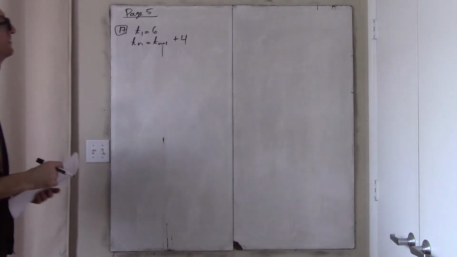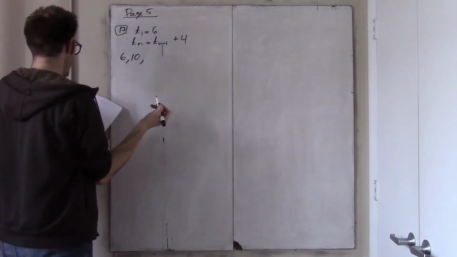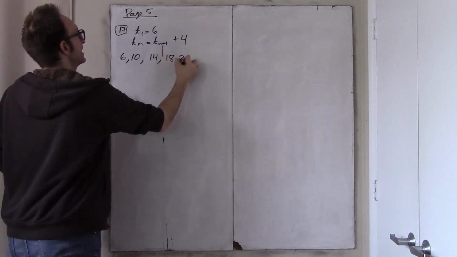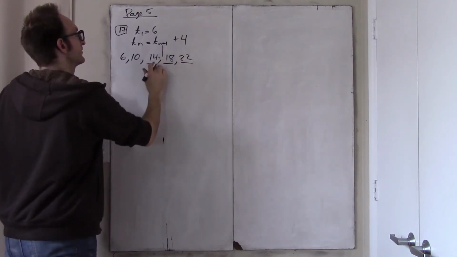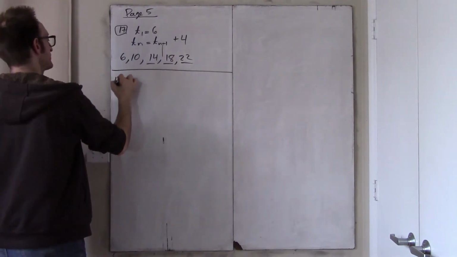Okay, so this is really just kind of easy, right? What does that mean? Well, the first term is 6, the next term is 10. I just keep adding 4. Okay, this is just silly. So 14, 18, 22. This is the third, fourth, and fifth term. All right, that's one down. That was a nice, easy problem.